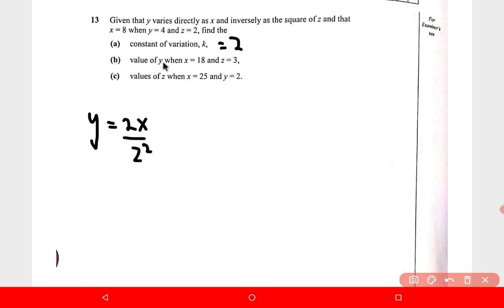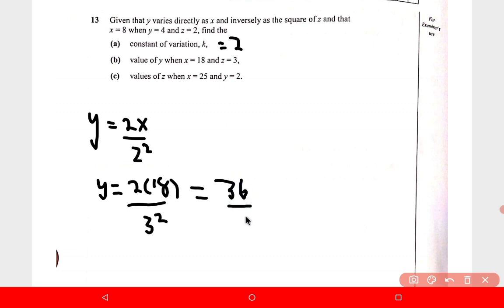So this question says find the value of y when x is equal to 18 and z is equal to 3 squared. Then here 2 times 18, we know that is 36. 3 squared, that is 9, and here you get 4. So here y is equal to 4.